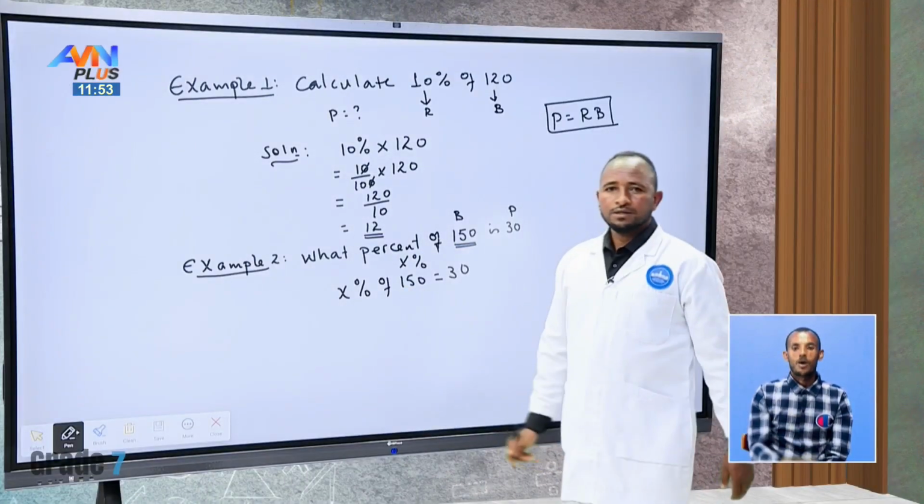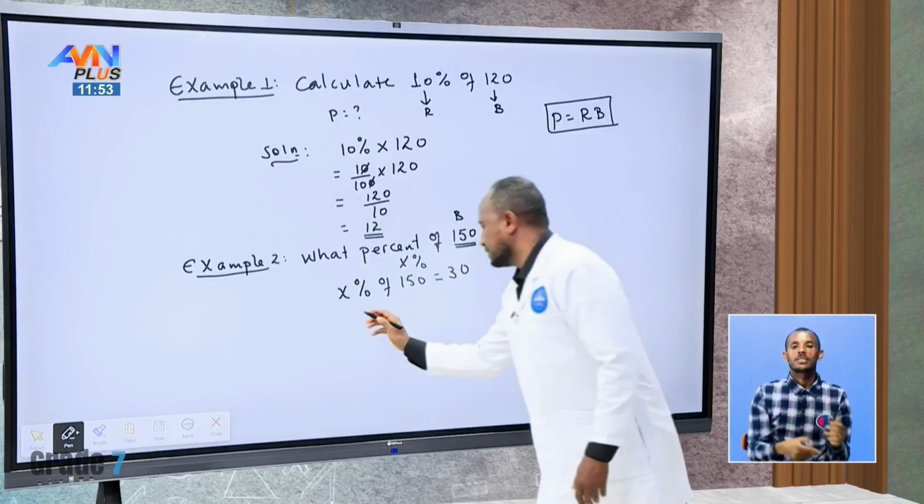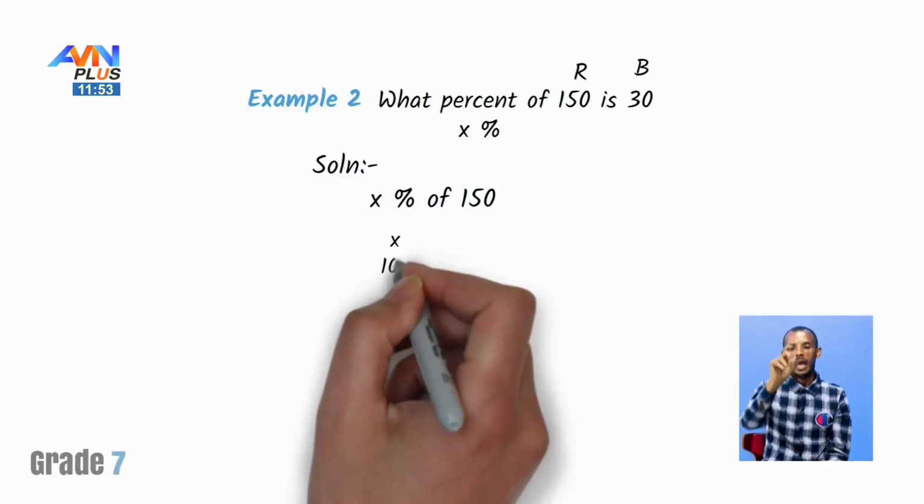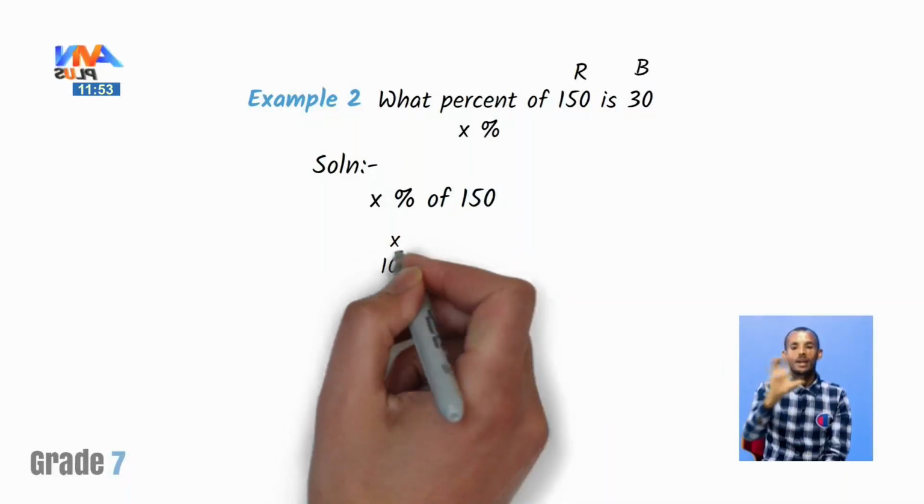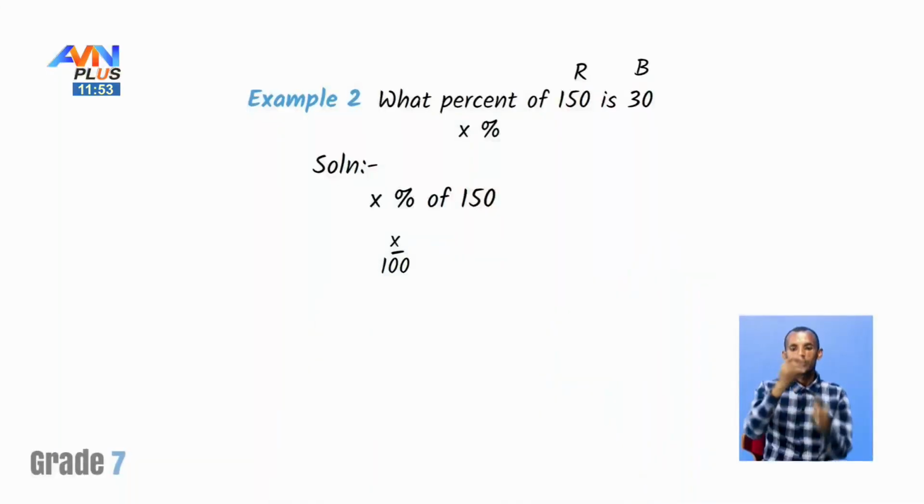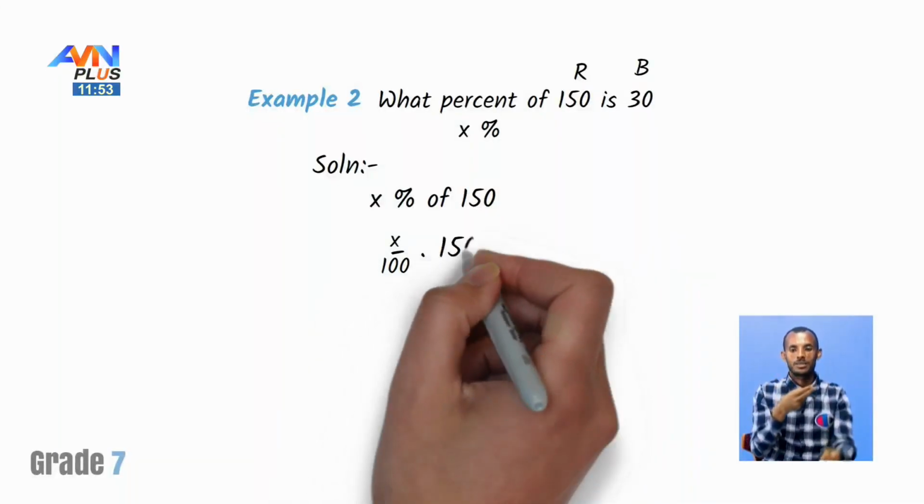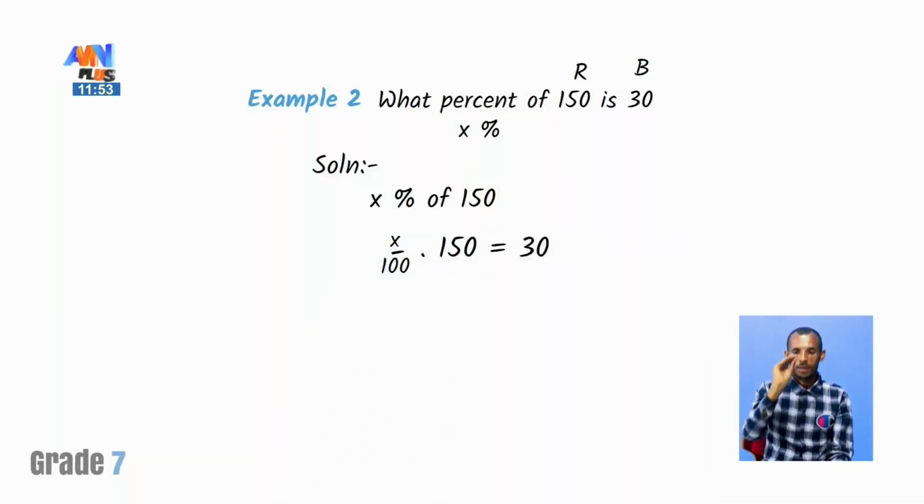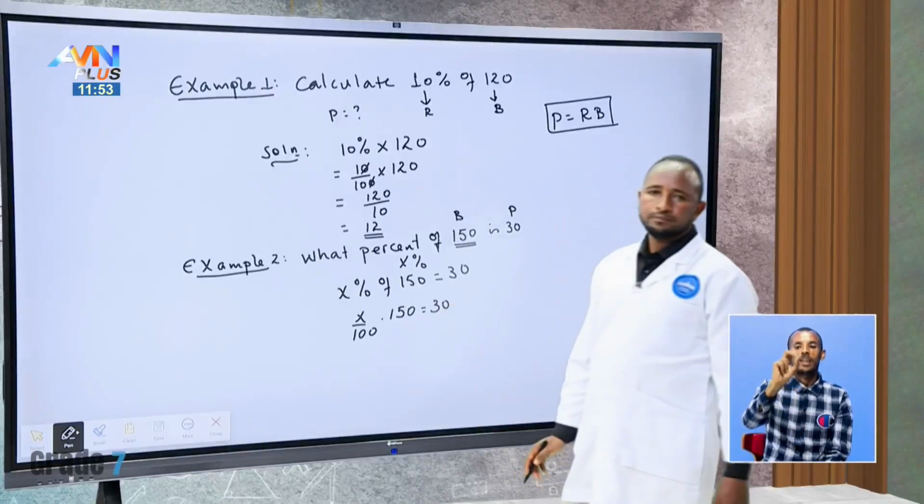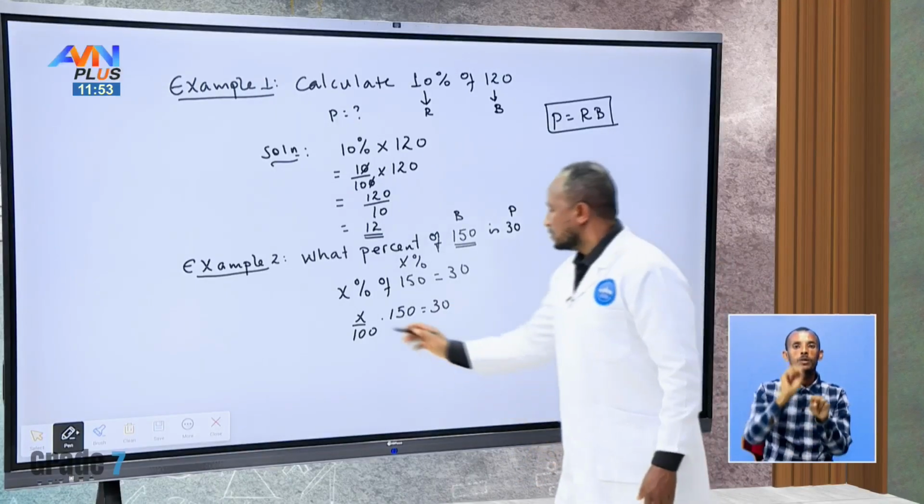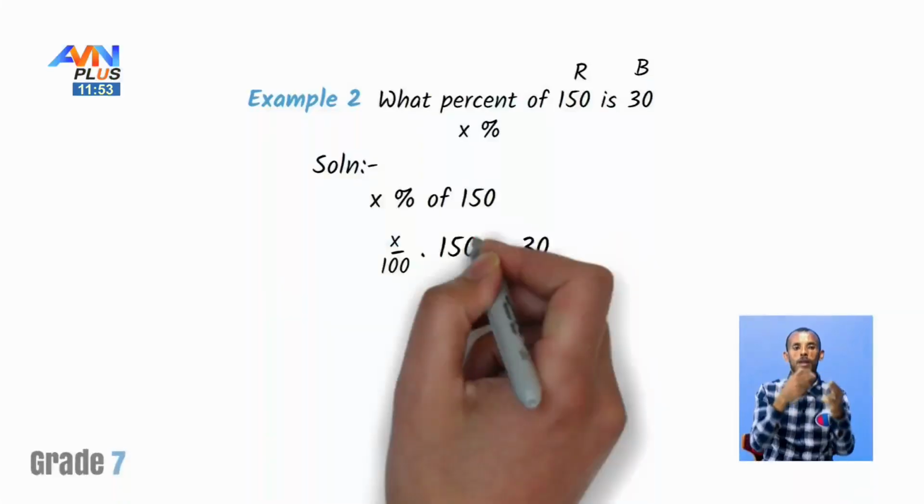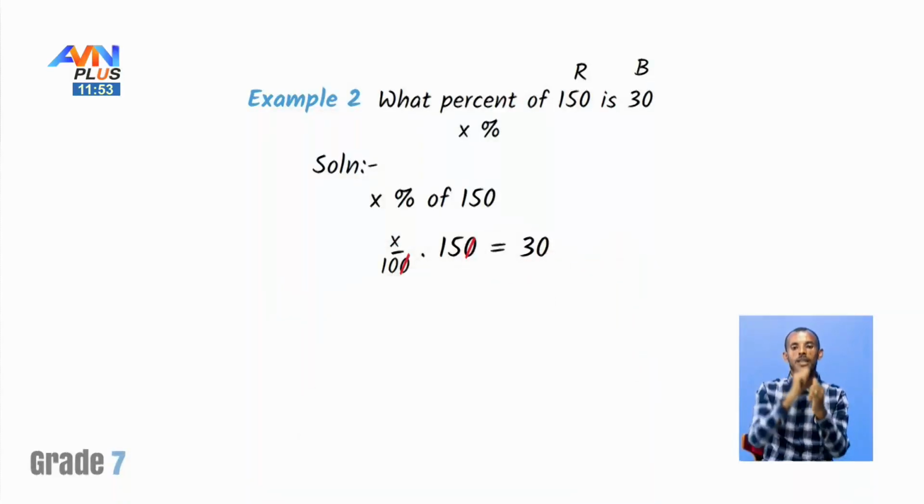Of means times, therefore here it is x over 100. X percent means x over 100 times 150 gives us 30. So let's multiply these two. First, let's cancel the 0 to simplify the term.